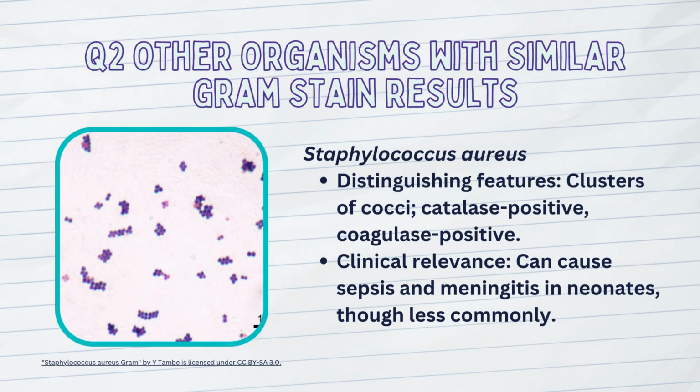Another option is Staphylococcus aureus, whose distinguishing feature is that it's in clusters of cocci. It is catalase positive and coagulase positive. The clinical relevance is that it can cause sepsis and meningitis in neonates, but again, less common than group B Streptococcus.